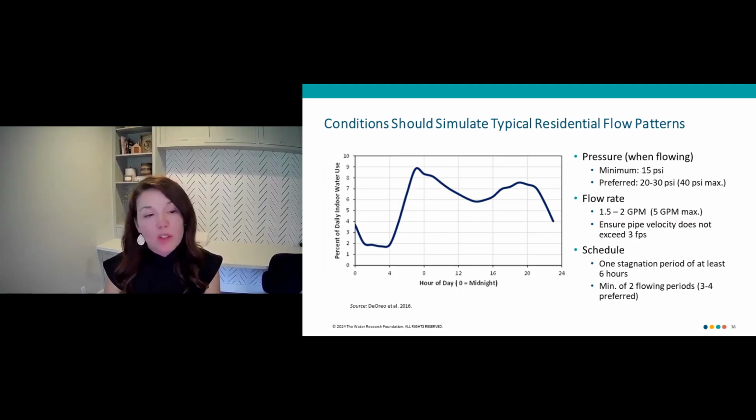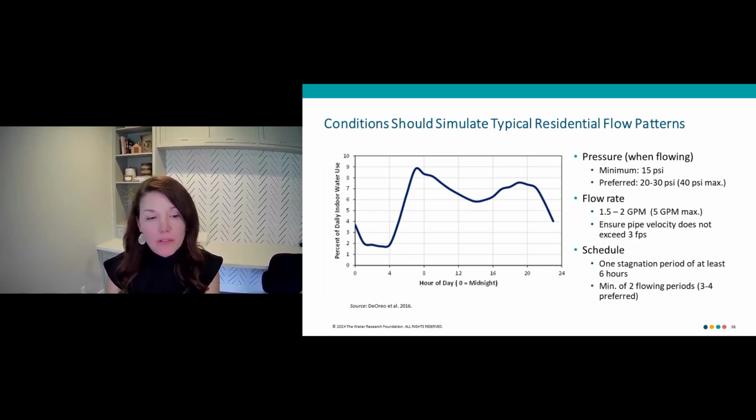So the pipe rig should be operated in a manner that's consistent with residential water use or mimics that residential water use. That would include typical pressures and flows. And we note some suggested recommendations for those ranges on the right-hand side of this slide. In terms of the schedule, as in a typical home, you have different periods where water is flowing through the service line and interior plumbing, and periods where water is not being used. And we want to try to mimic those in the operation or schedule of the pipe rig.